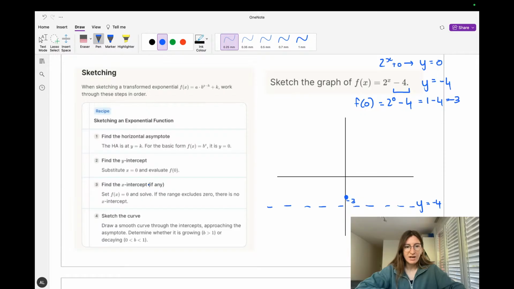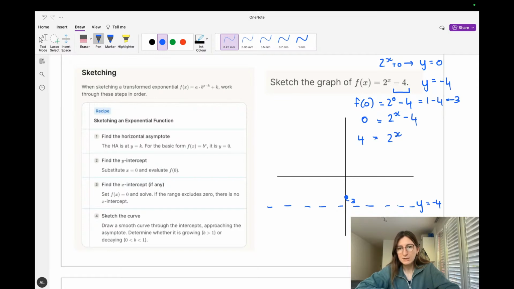Right, then find the x-intercept. If there is one, there isn't always an x-intercept. Sometimes your graph will go like this, just above, so it doesn't actually go through because the horizontal asymptote is at the x-axis. But this one's been transformed, so it probably does. So we set 0 equal to y, and then we solve for x, 2 to the x minus 4. So I'm going to move 4 to the other side.